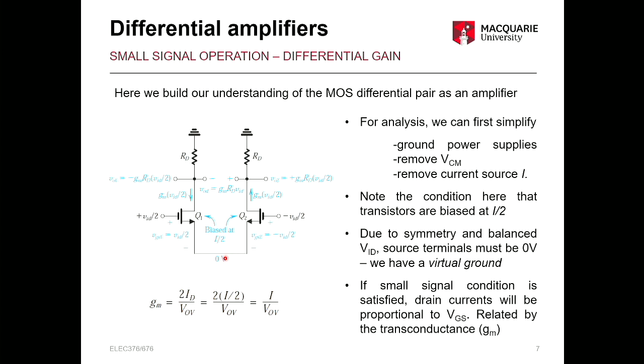Okay, so under this condition, the drain currents are going to be proportional to VGS, and that's going to be related by the transconductance gm. Okay, so this is a standard equation for your MOSFETs. That should be familiar. Okay, in this case, 2ID is going to be equal to our total current I.